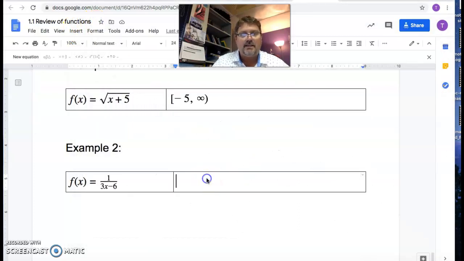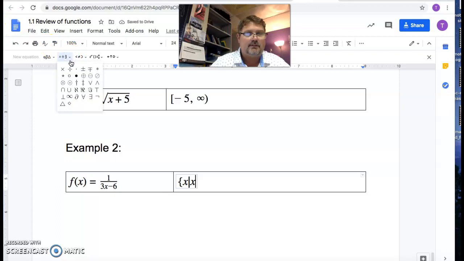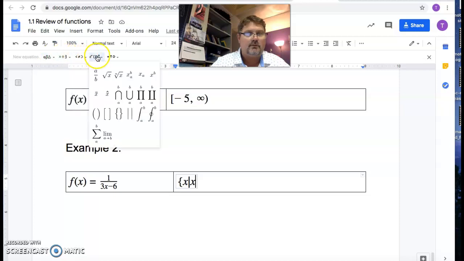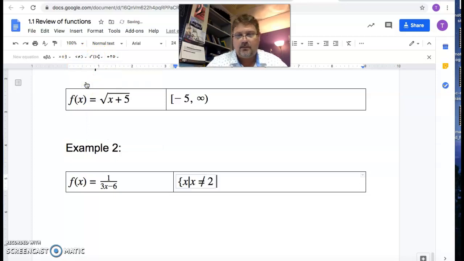So a way to write that in interval notation is more complicated. A good way to write this one would be the old way, where you would write x such that x is not equal to 2. Where's the not equal? Seems like it's an important one to have. Oh, there it is. Not equal to 2. Can you see that on the graph? It'll be a vertical asymptote, actually. Yeah, you would see it.